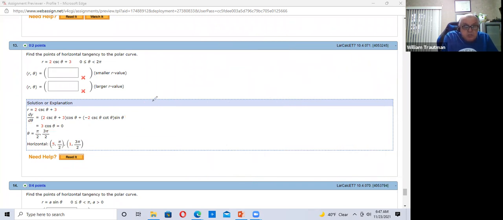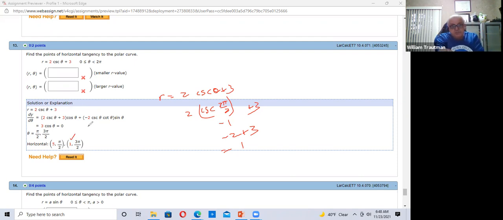In the next one, it was 2 cosecant theta plus 3. When theta equals 3 pi over 2, cosecant ends up equaling negative 1. So 2 times negative 1 is negative 2, plus 3, which equals 1. So that's how we got that r.